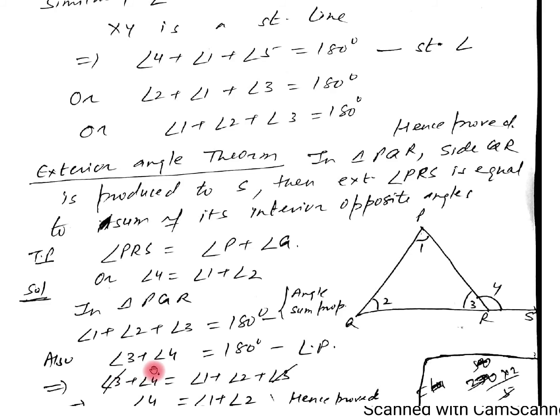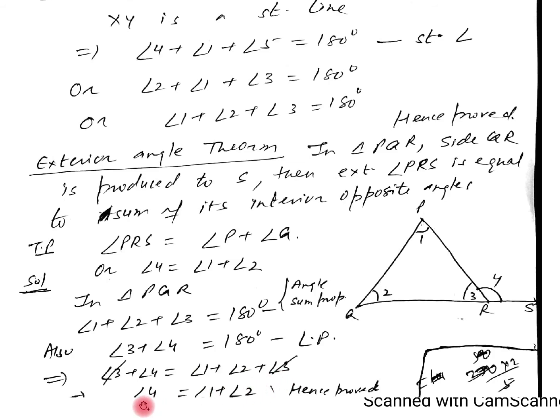Therefore angle 3 plus 4 equals angle 1 plus 2 plus 3. Angle 3 cancels with angle 3. So we are left with angle 4 equals angle 1 plus angle 2. This we have to prove.